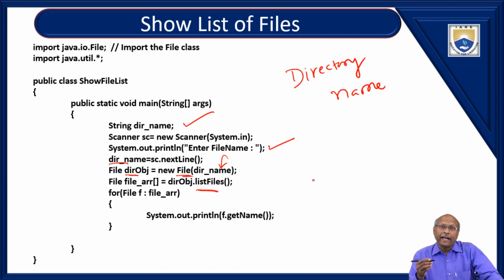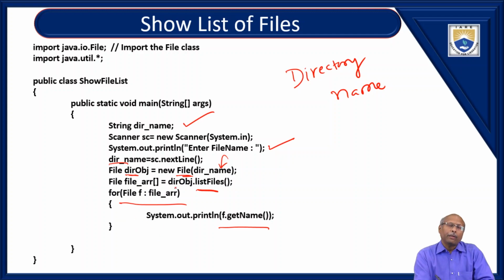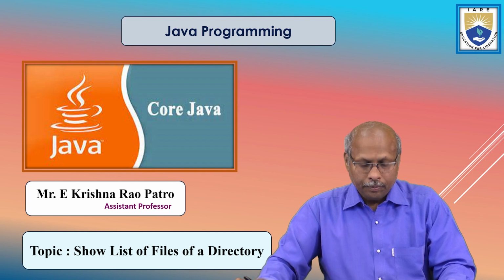That will return the array of files. So that file array I will display one by one, which I can write using an enhanced for loop. Use f.getName, so that will display the name of the file. Then repeat for all the files of the array, because it returns what? The array.